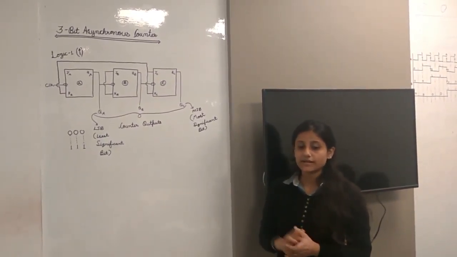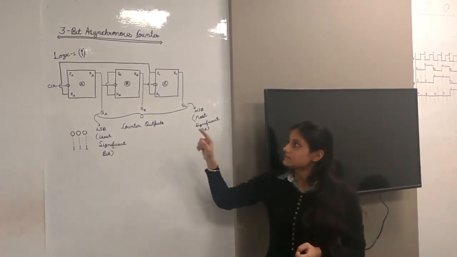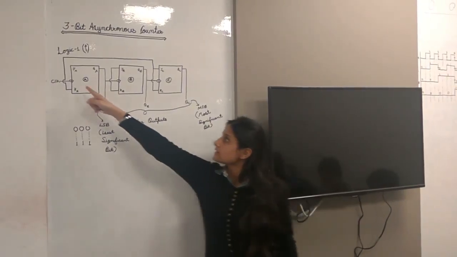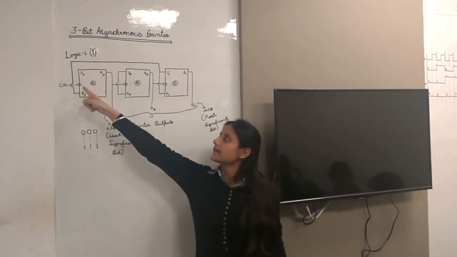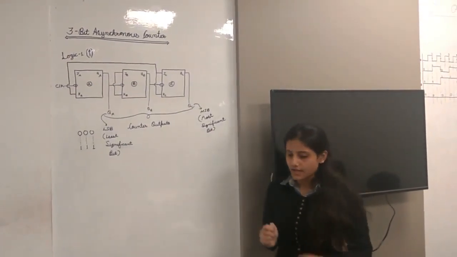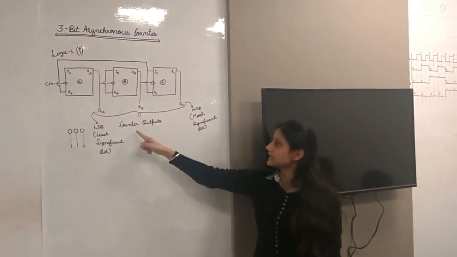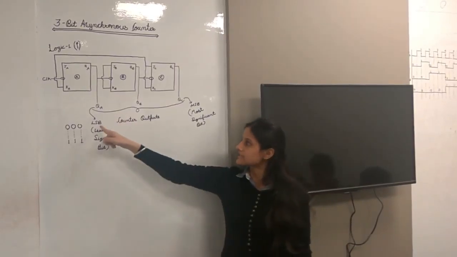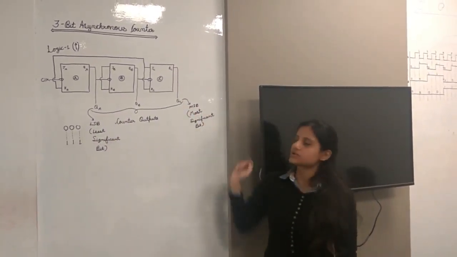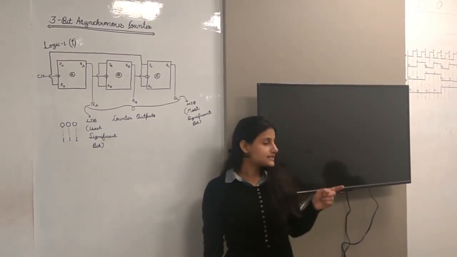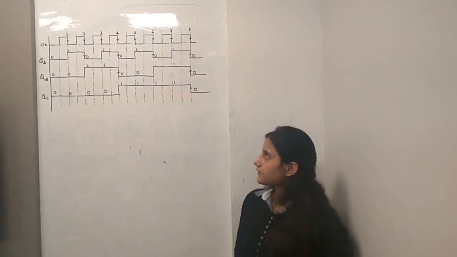And now the next point is the symbol. It shows negative edge triggering. This bubble means negative and this arrow means edge. And these QA, QB, QC are the counter outputs, in which QA is the least significant bit and QC is the most significant bit. Now we have to analyze the timing.